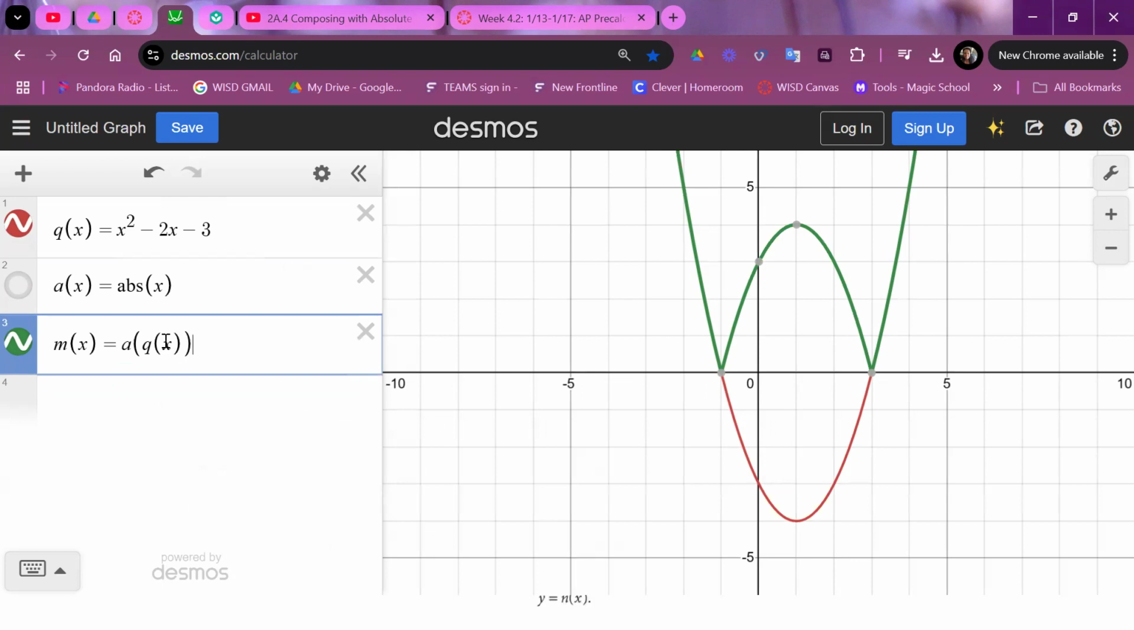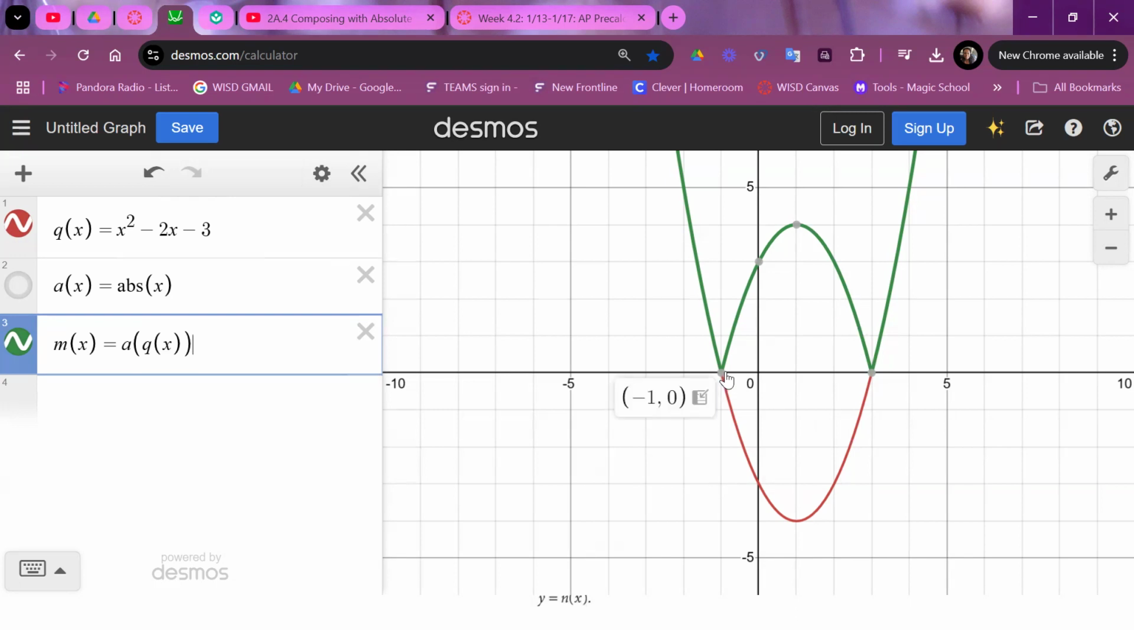Do we see that? So this means that I took the entire q of x and I plugged it into the absolute value function. And because I put the entire thing in the absolute value function, what did it do? It made all of my output positive. So what was negative outputs now became positive outputs. Do we see that? Okay.